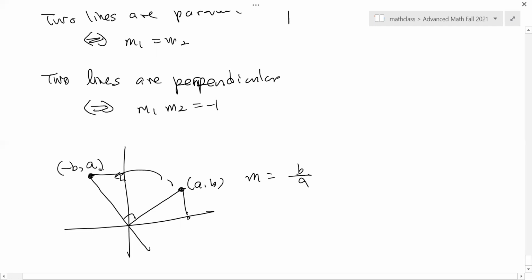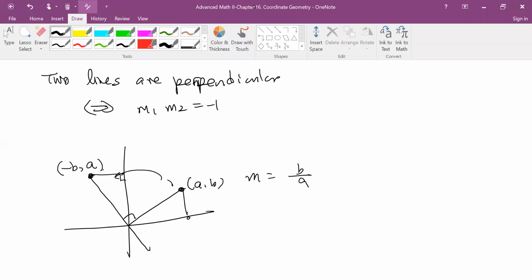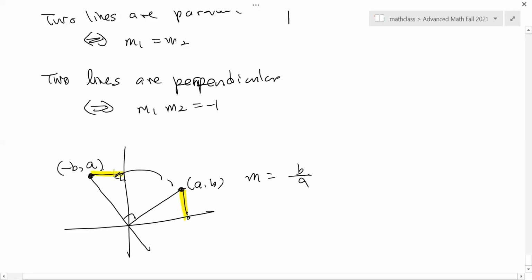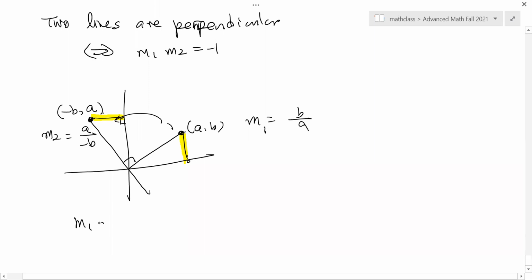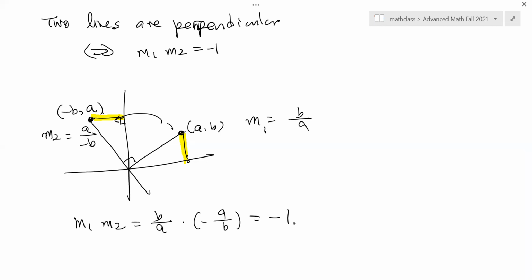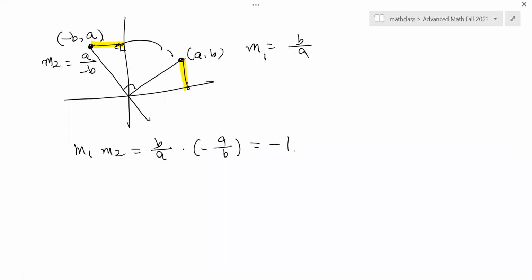Why is it negative b? Think about it: the height is b, and it becomes horizontal, vertical becomes horizontal. It's negative because it's pointing into the second quadrant. If this slope is m1, then m2 is the y coordinate over the x coordinate, and you will see that the product is negative one. That is why, when lines are perpendicular, the slopes are negative reciprocals of each other.